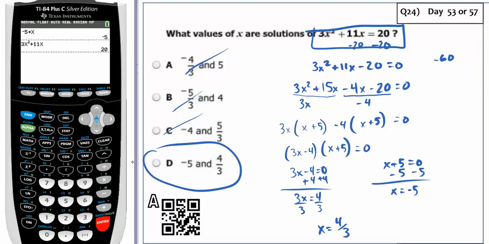I don't want to test it with this right here, because if I made a mistake in my first step, then it might show that I'm right. Just to be on the safe side, even though negative 5 is the only one that's shown here, I'm going to store the other one. Parentheses 4 divided by 3, close it, store x, hit enter, and I'm just going to type in the same thing, 3x squared plus 11x, hit enter, and I should get 20. I do. I know I'm right. Calculator even checked it.